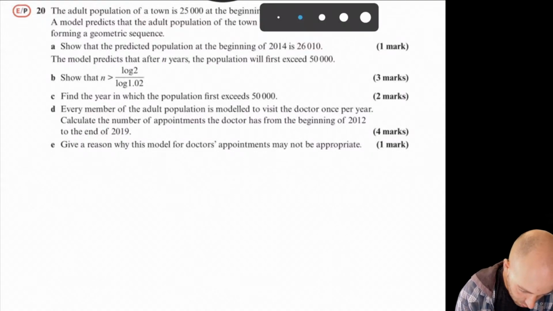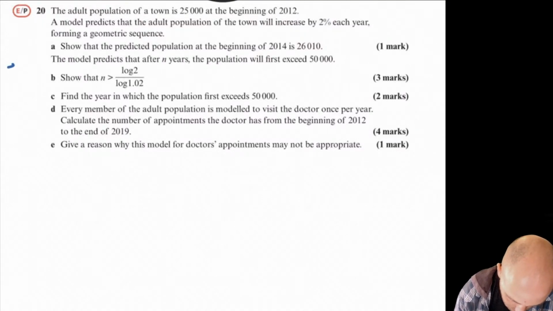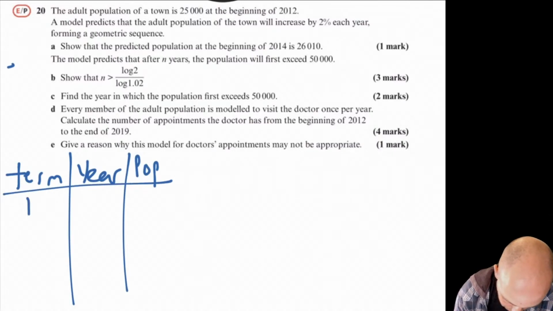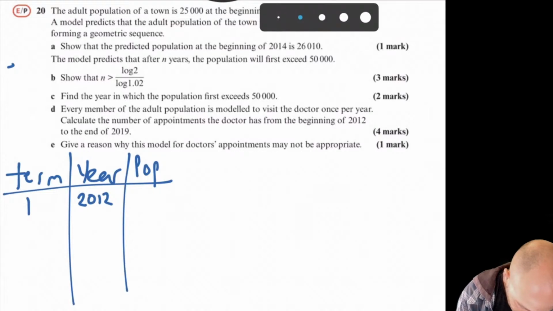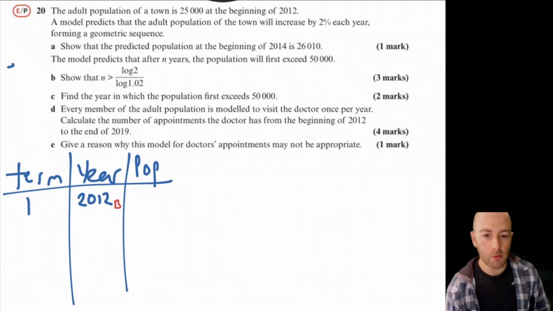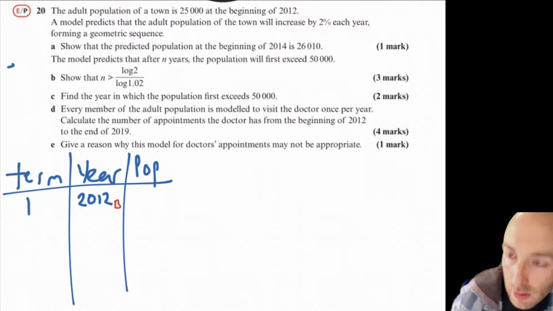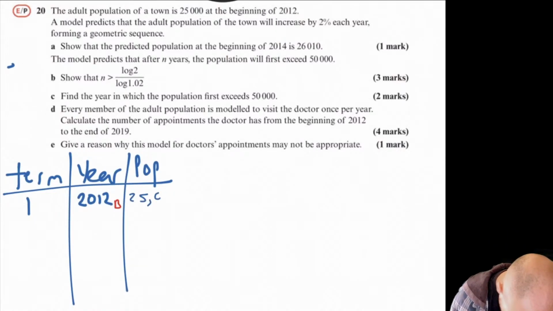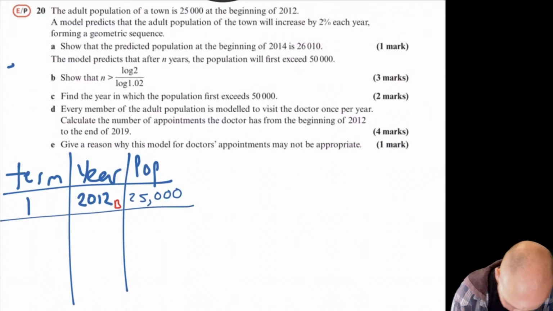So, first of all, let's do terms and years. So the adult population is, if I do term, year, and then to make it really clear, let's put population in there as well. So term 1, the beginning of 2012. So we'll do 2012. I'm going to put a little b there for beginning, just so we remember this number is the beginning of 2012. And the population is 25,000.